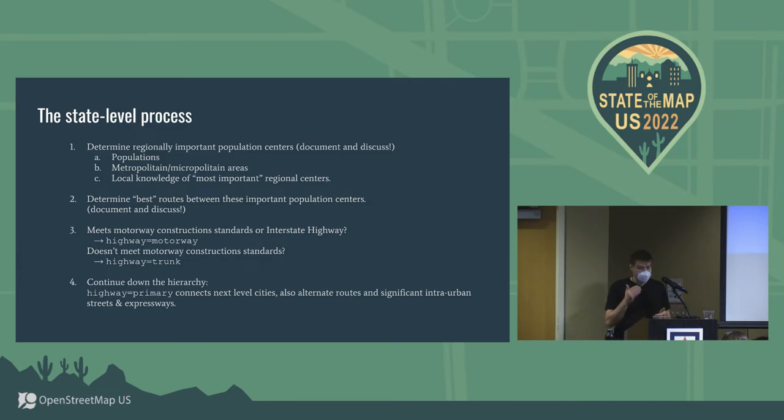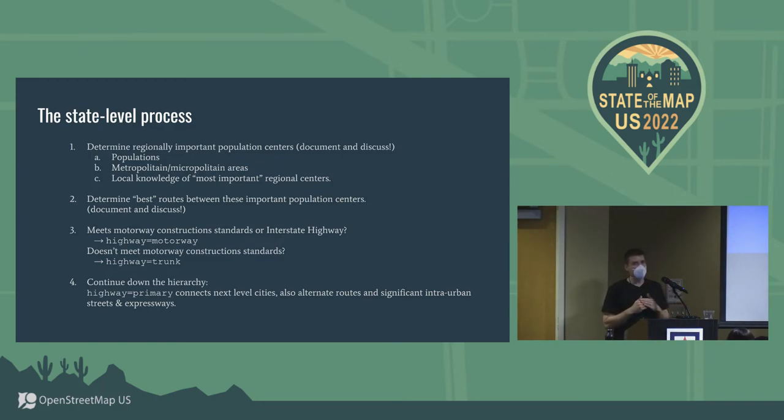Another big consideration in this is that we need to document and discuss this. So this is happening in the OSM wiki. As folks in each state are building this out, there are lists of regional population centers and the routes between them. Documenting this gives other mappers the opportunity to really reflect on what makes these actually important.